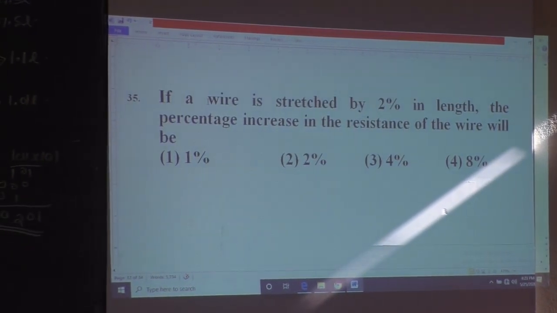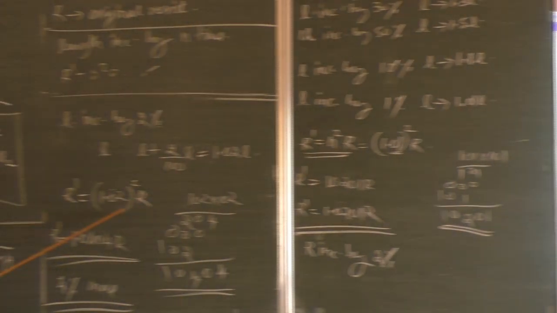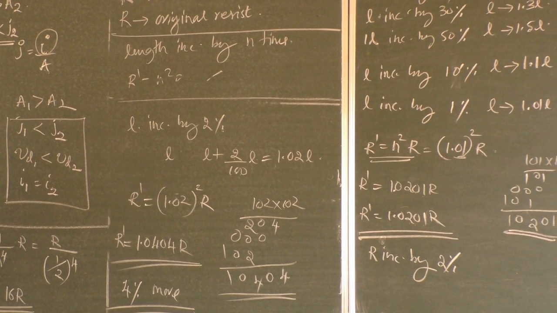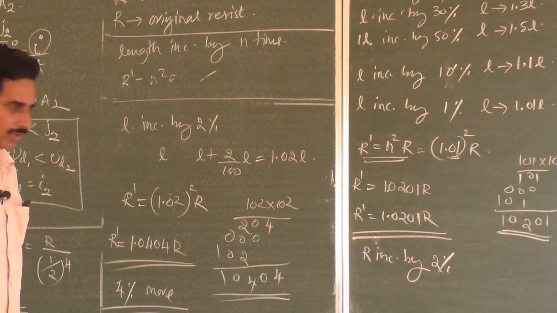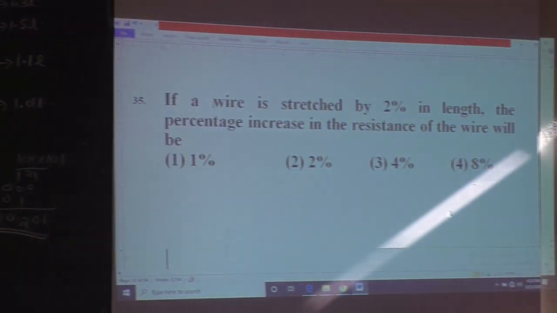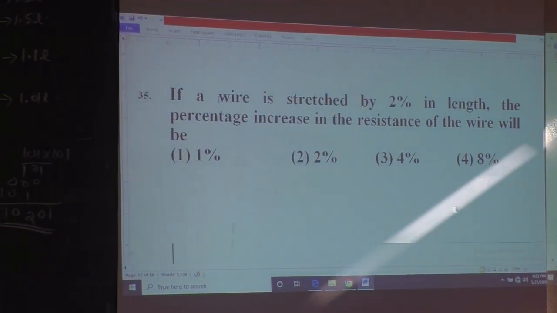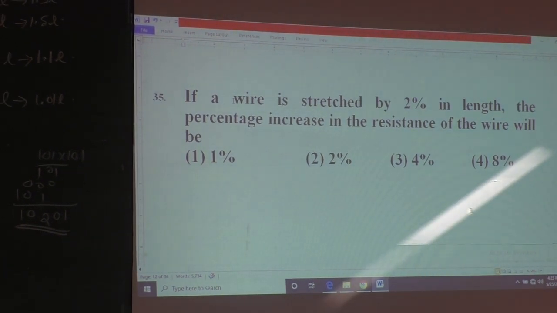So don't be under the impression that it is just multiplied by 2, because when length increases by 1%, resistance increases by 2%. When the length increases by 2%, resistance increases by 4%. This may not be the case always, not multiplication by 2. The procedure you must know. So coming to the question, it is the second option, 2%, 4%, right? When length increases by 2%, the percentage increase in the resistance is 4.04%. So it is this one, option number 3.